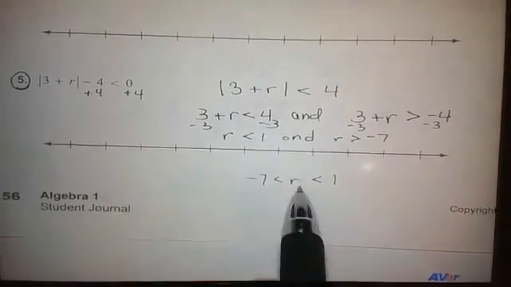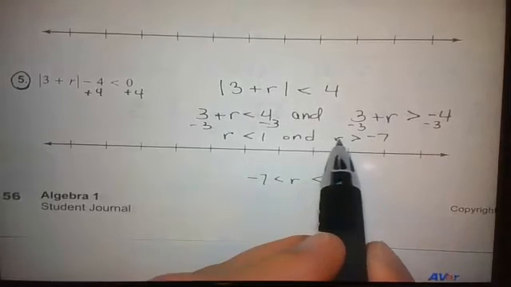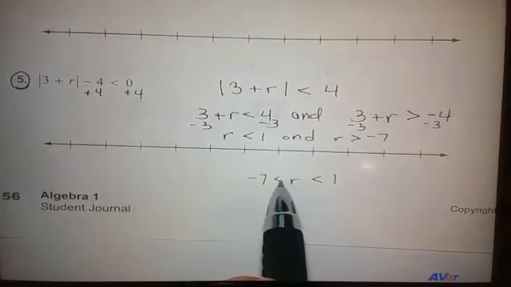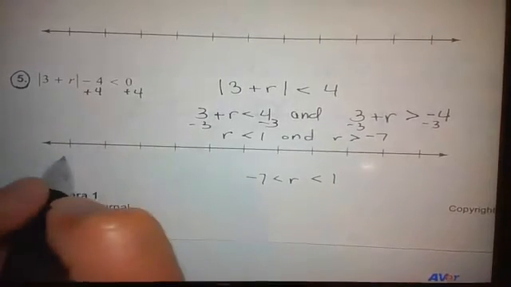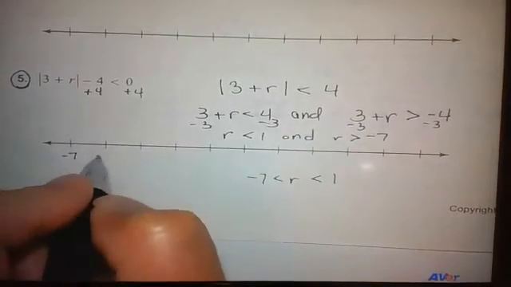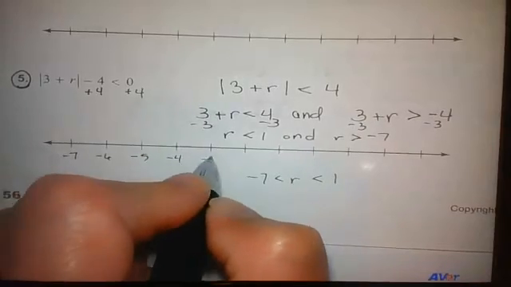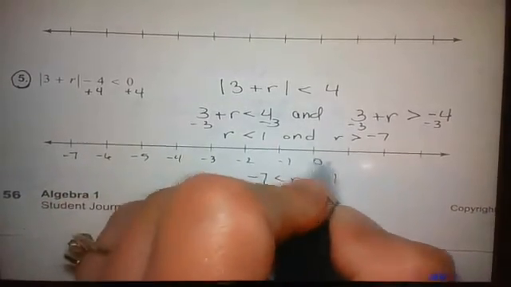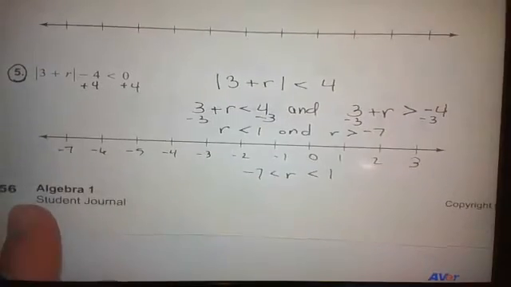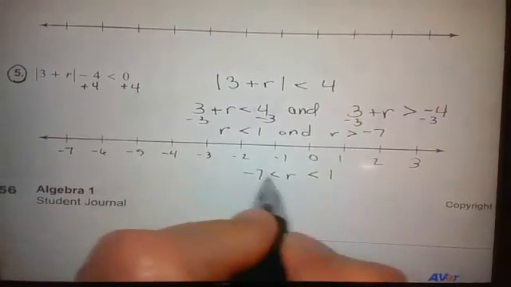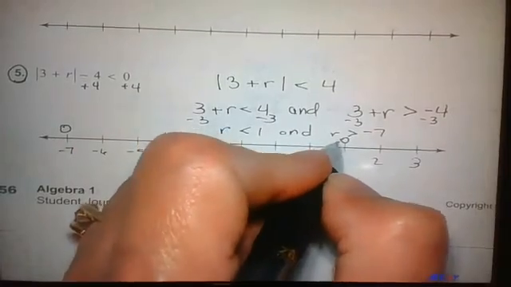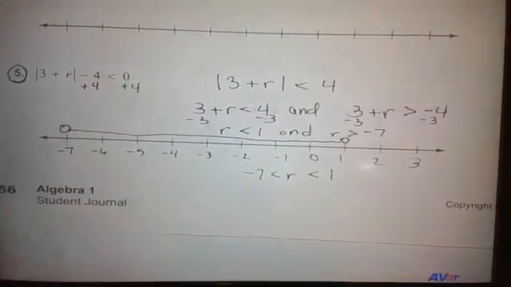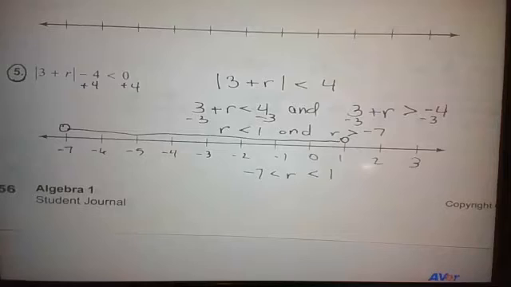R is less than 1 is right there. R is greater than negative 7, or negative 7 is less than r, right? So I'm going to start way over here now. Negative 7, negative 6, negative 5, negative 4, negative 3, negative 2, negative 1, 0, 1, 2, 3. Okay, how do I graph this? It's connected from negative 7 up to 1. And there it is, all connected and everything.